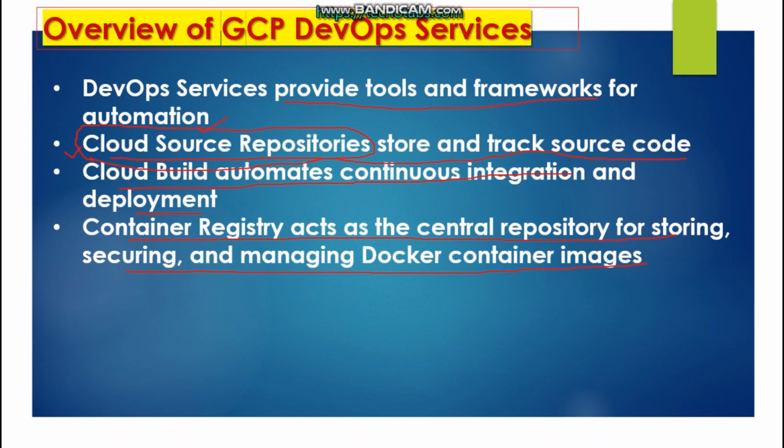The container registry acts as the central repository for storing, securing, and managing Docker container images. So if you have a microservice and you have container images, then it acts as a repository where you can store all your Docker images and other artifacts and manage these containers for deploying from this location.